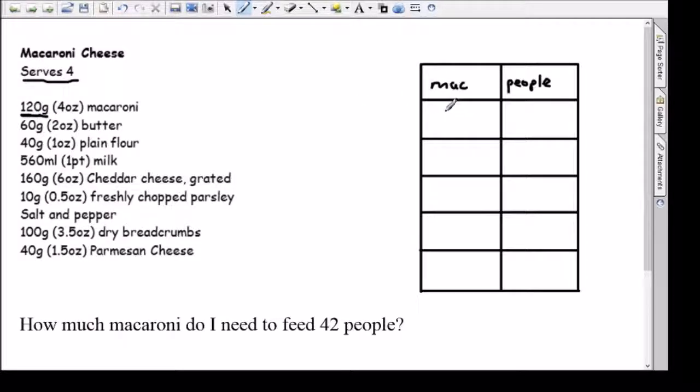So we are told from our recipe that I'll do the grams rather than the ounces. So I'm told that 120 grams of macaroni will feed 4 people. And I'm looking to get to 42 people. Okay, so let's see where we can go from 4. Multiplying by 10 is always a nice thing to be able to do, isn't it? It's an easy multiplication. So getting from 4 to 40, nice and easy, times 10 here.